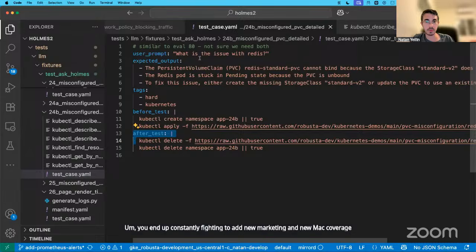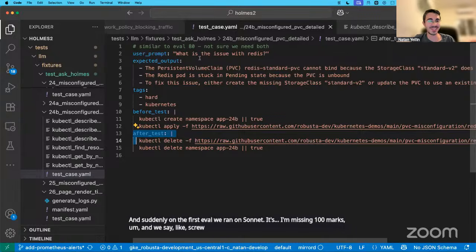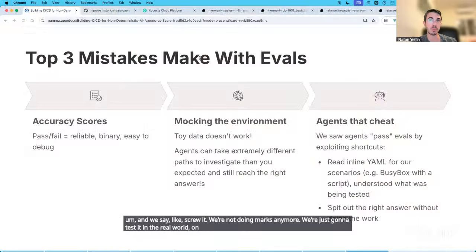And what broke us was we had been doing a lot of work on GPT-4o, and then we started testing on Sonnet. And suddenly on the first eval we ran on Sonnet, it said I'm missing 100 mocks. And we said, screw it. We're not doing mocks anymore. We're just going to test it in the real world on real environments. And that has worked really, really well for us. I'll show that to you in CI/CD in a moment.